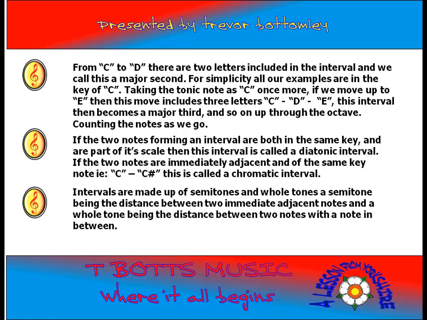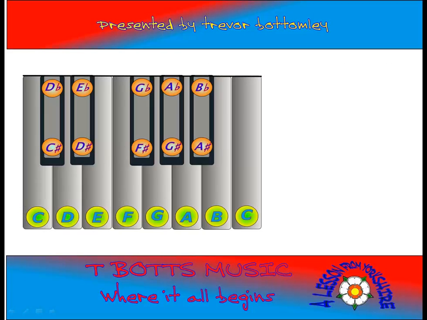Intervals are made up of semitones and whole tones. The Americans call them half steps and whole steps. A semitone is the distance between two immediately adjacent notes, and a whole tone is the distance between two notes with a note in between.